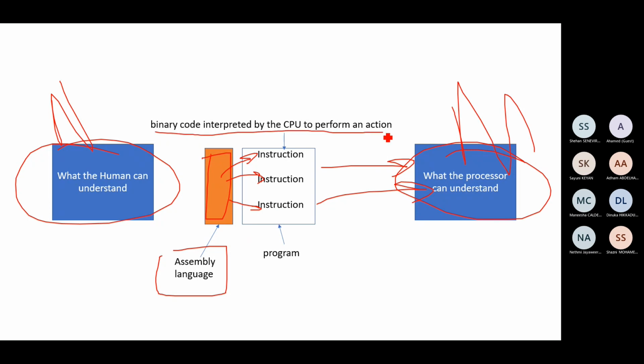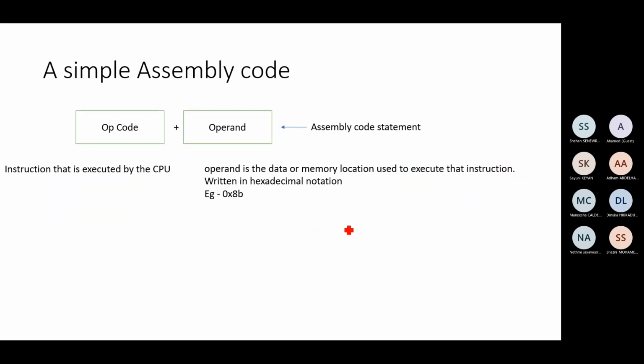Binary code is interpreted by the CPU to perform the action, because the instructions, as we have done, can be translated in an easier manner. Right? We could do it more easily. So that's the whole understanding it should be.